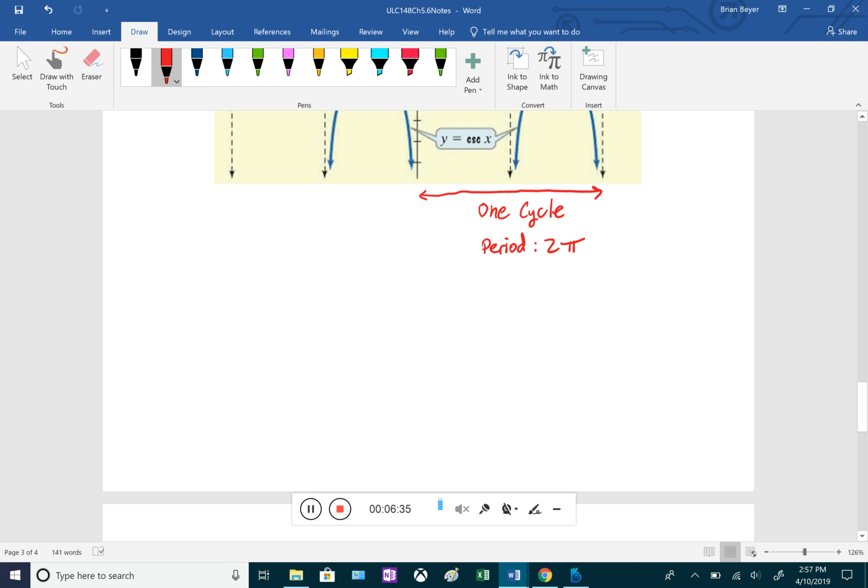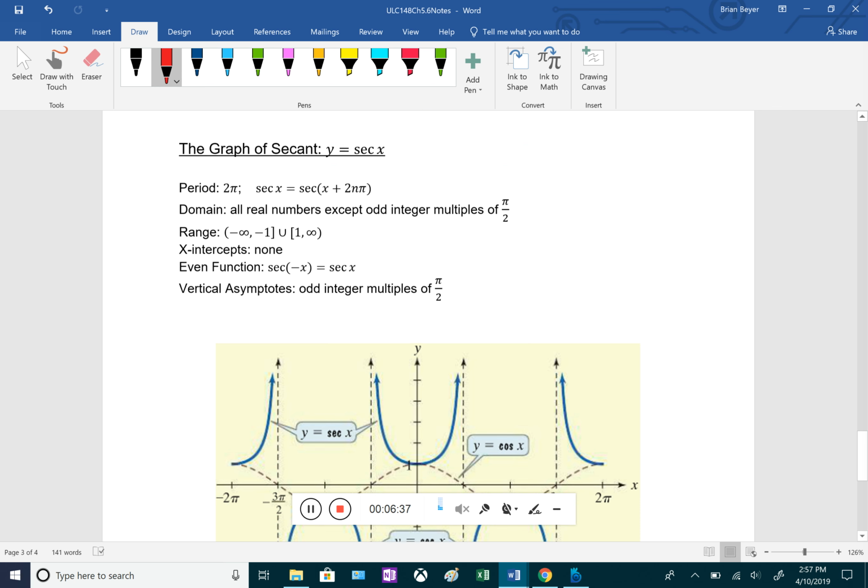Okay, and then for the last one here, the graph of secant of x. So y equals secant of x, we have to remember that secant of x is the same as 1 over cosine of x because they are reciprocals. So reciprocals, just like I mentioned, have the same period. So cosine has a period of 2 pi, so does secant.